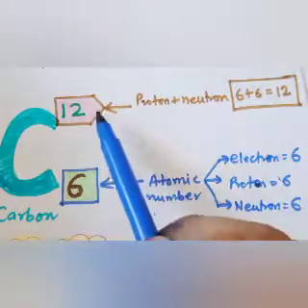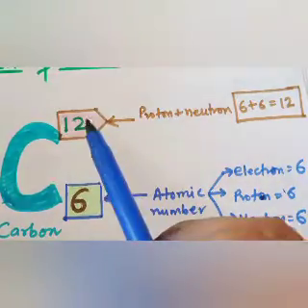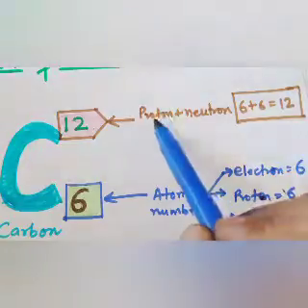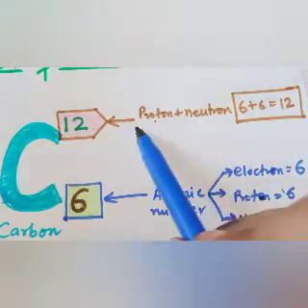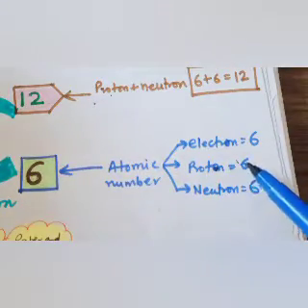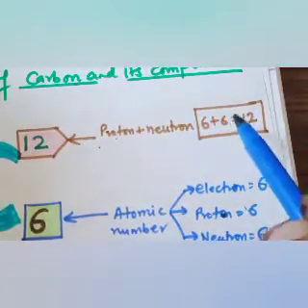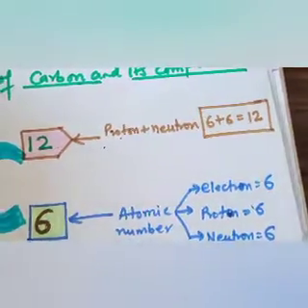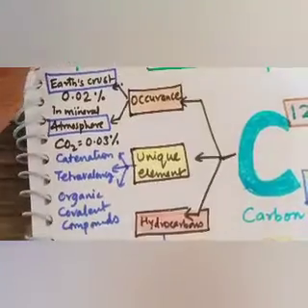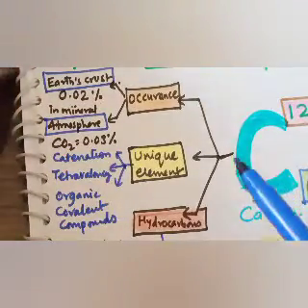Whereas the atomic mass is 12. Why? Because the atomic mass is the sum of protons and neutrons. So we add the protons and neutrons. You know very well there are 6 protons and 6 neutrons, so 6 plus 6 is 12. So it means that the atomic mass is 12. Now on this side, there is some information about the carbon, about its occurrence.